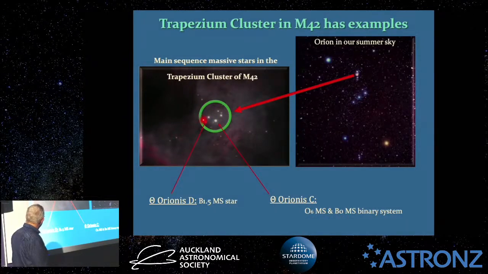This one here, Theta Orionis D, is a B1.5 main sequence star. So there's two stars, or three stars, strictly speaking, just sitting right there in the trapezium cluster that are main sequence massive stars. It's rising in the sky in the evening and is beautiful at the moment, so you can go out there tonight, point out that middle point of light in the handle of the pot, and tell them there are three main sequence massive stars up there, and they should be impressed.